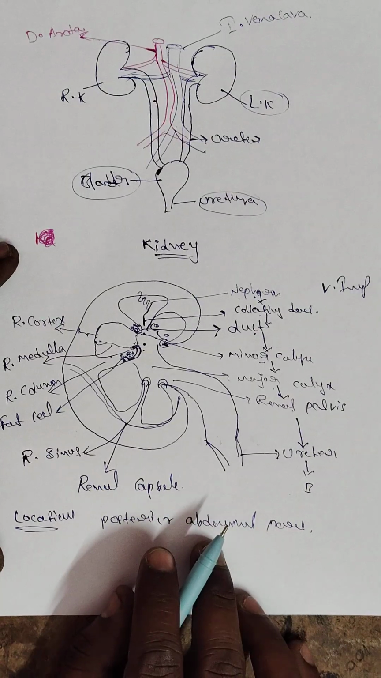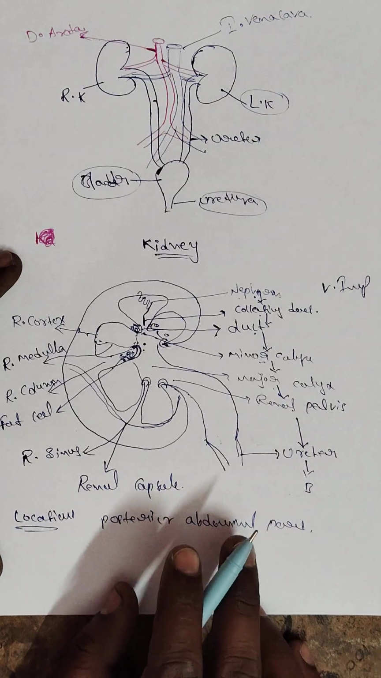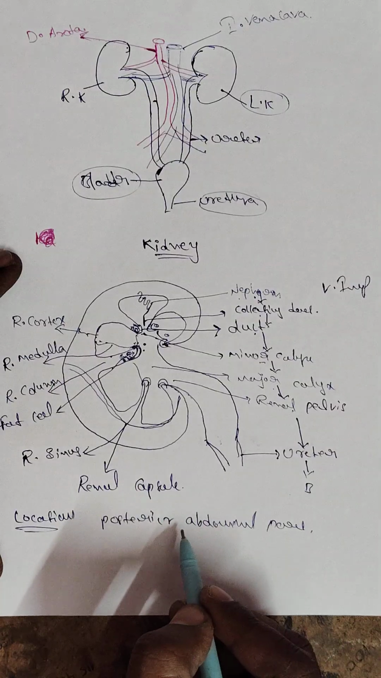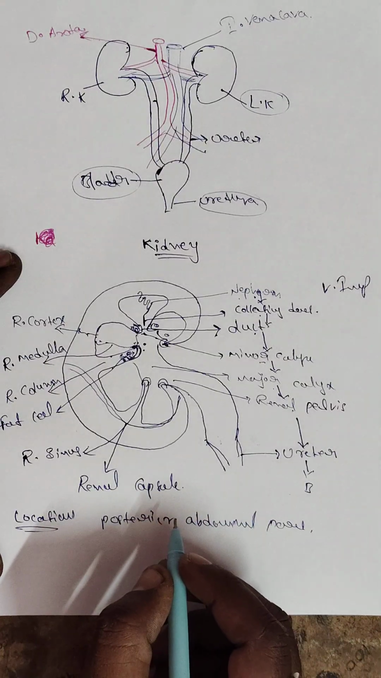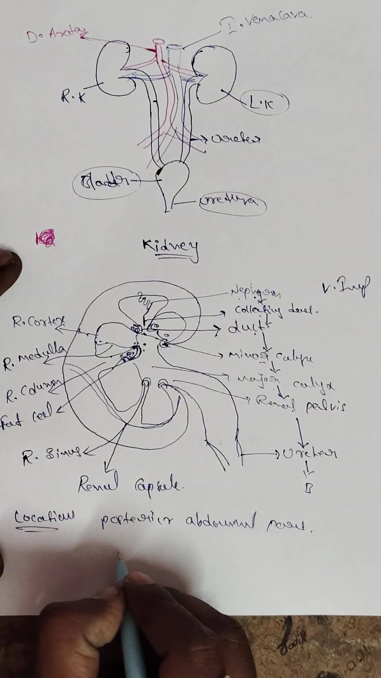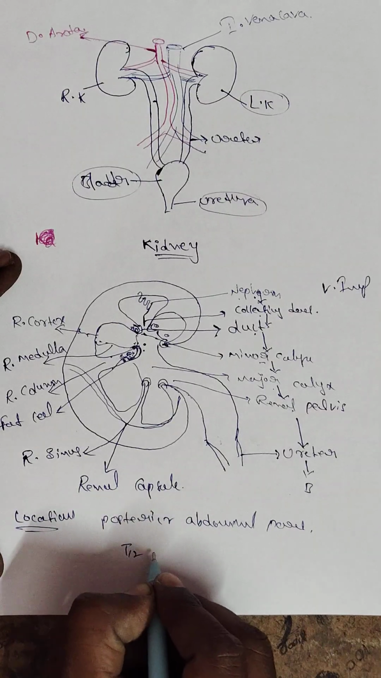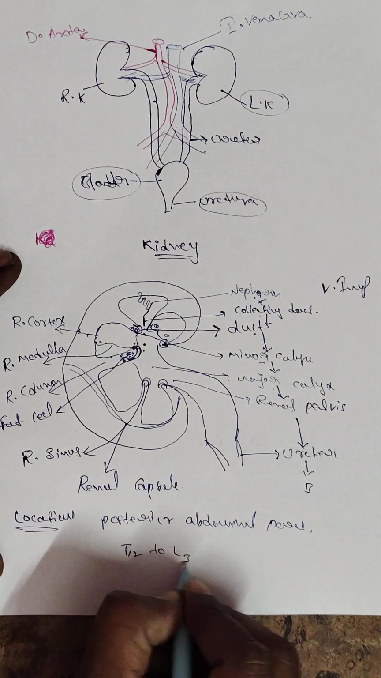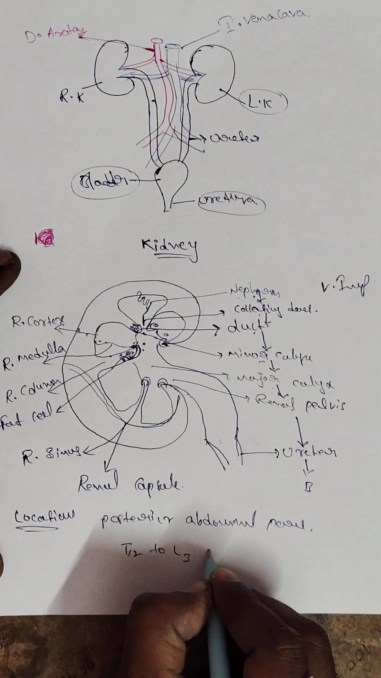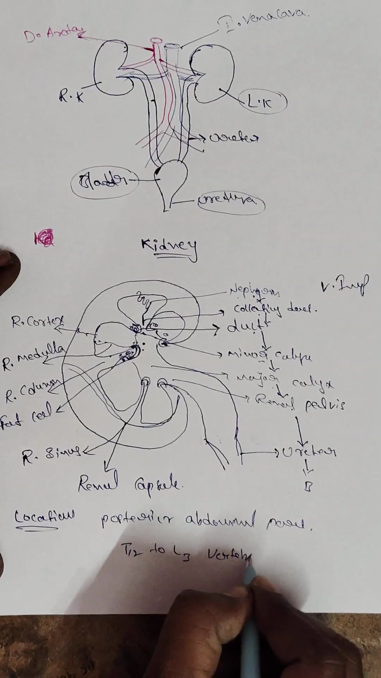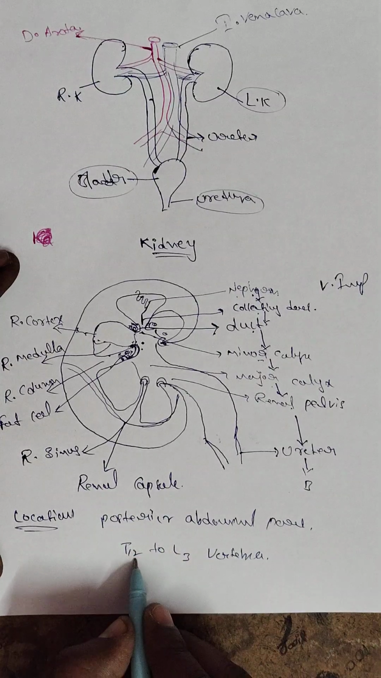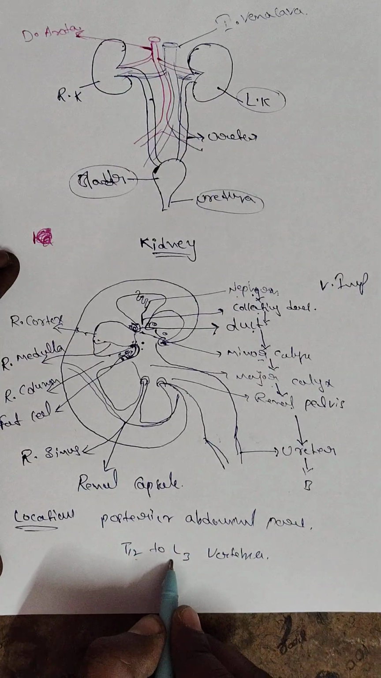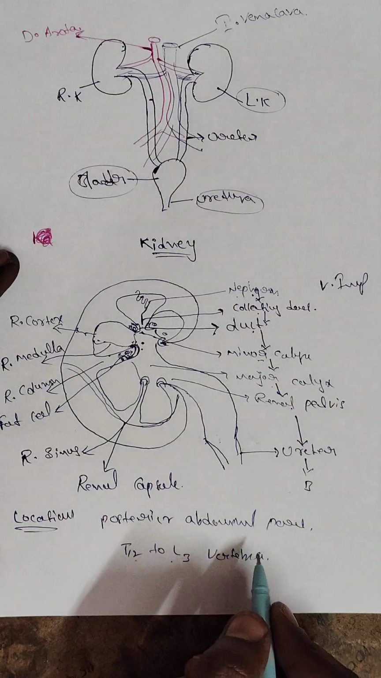And the next one, above the waist, posterior abdominal part. The next one, the borders are from the T12 to L3 vertebrae lines, from the backbone. So T12 to L3, that is L1, L2, L3. Up to there, this is the position.